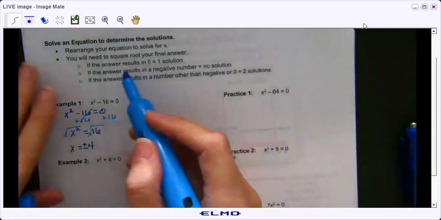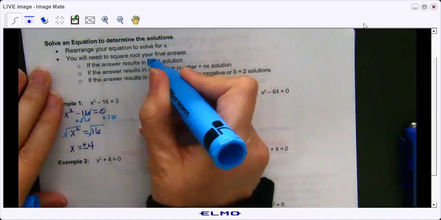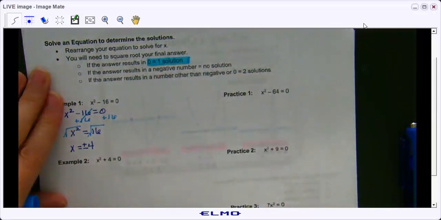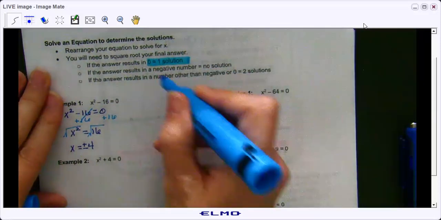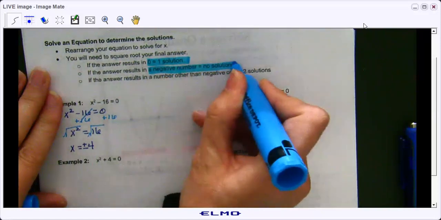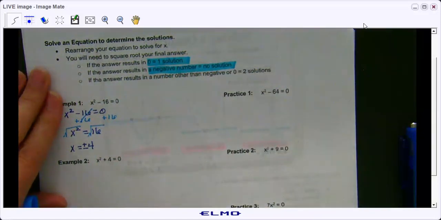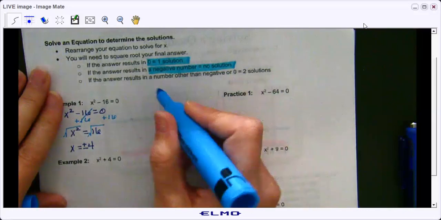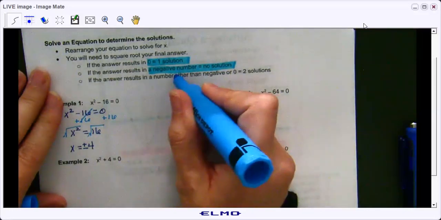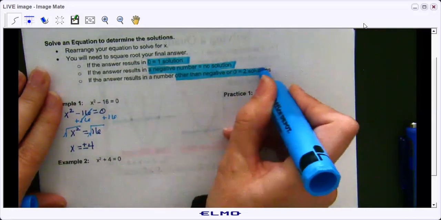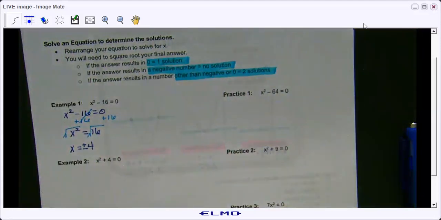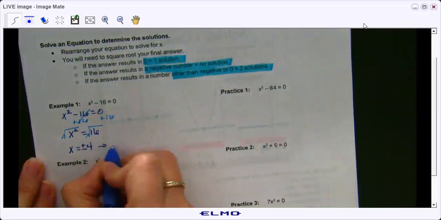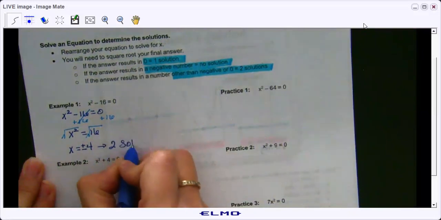So what I want you to do is look up here. And it says, if your answer results in 0, there's one solution. If your answer results in a negative number, there is no solution. And if your answer results in a number other than negative or 0, you will have 2 solutions. So because this is not negative, this 16, and it is not 0, then we will have 2 solutions.